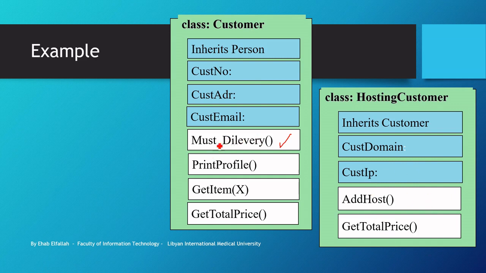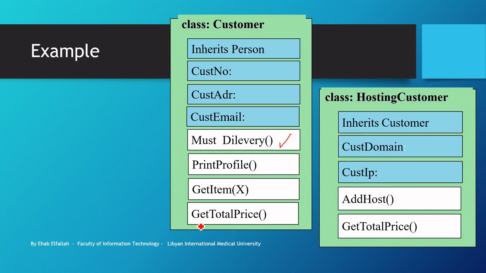So here we can raise an error called not implemented error. And we have print profile, we have get item that receives an x as a variable, and we have get total price. We have another class here called class hosting customer that inherits from customer. So this is the class customer, the parent, and this is the child. And we have two attributes, customer domain and customer ID.